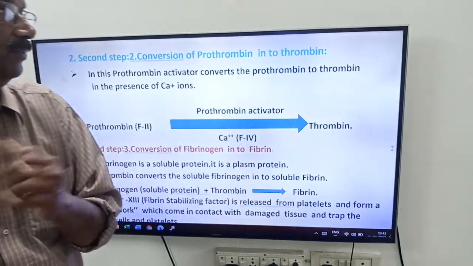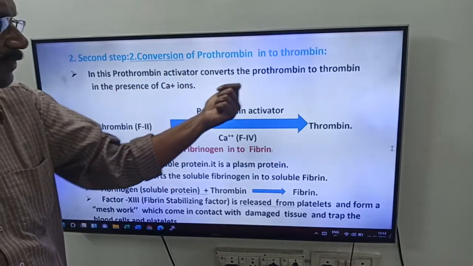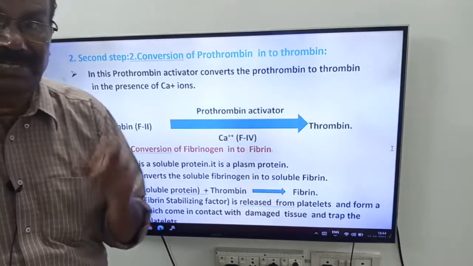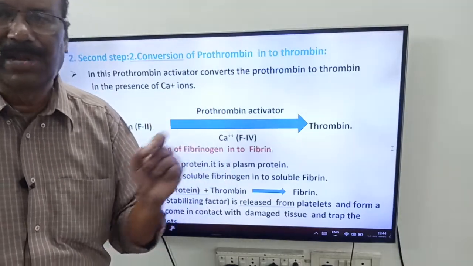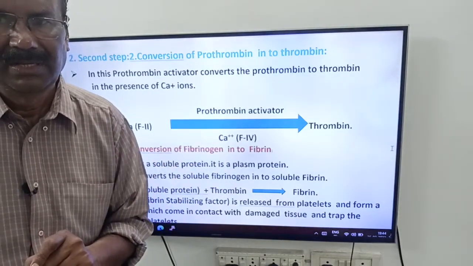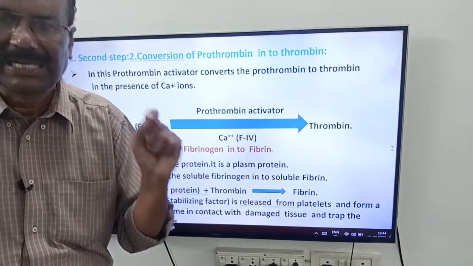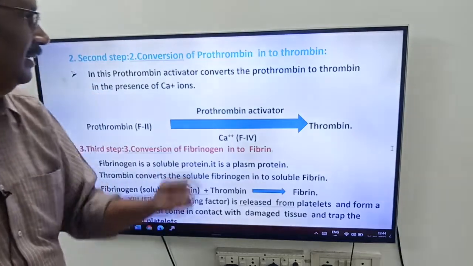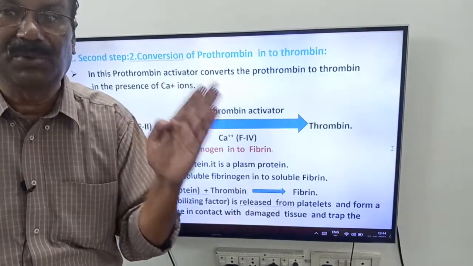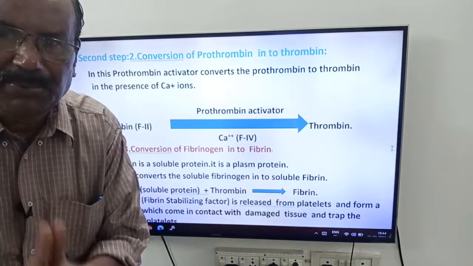Prothrombin converts into thrombin. Now, prothrombin activator converts the prothrombin into thrombin in the presence of calcium ions. Already, due to the extrinsic pathway or intrinsic pathway, or external trauma or internal trauma, formation of prothrombin activator takes place in our body. For the conversion of prothrombin into thrombin, we need prothrombin activator.